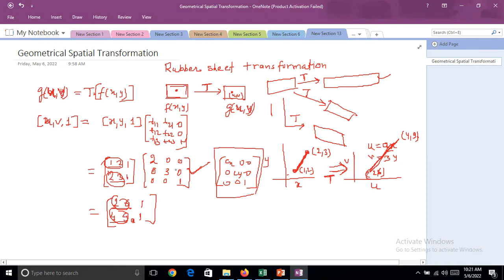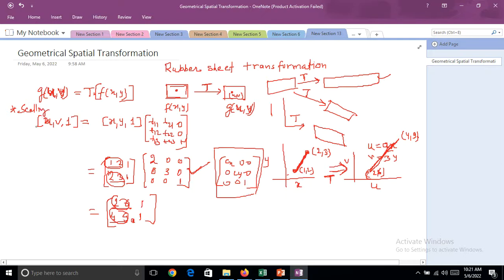Similarly, if you want to translate it, means simply want to shift this line to some distance in x direction, some distance in y direction. So length of the line and angle of line will be same, only the coordinate will change. So how to do that? So this is our scaling.